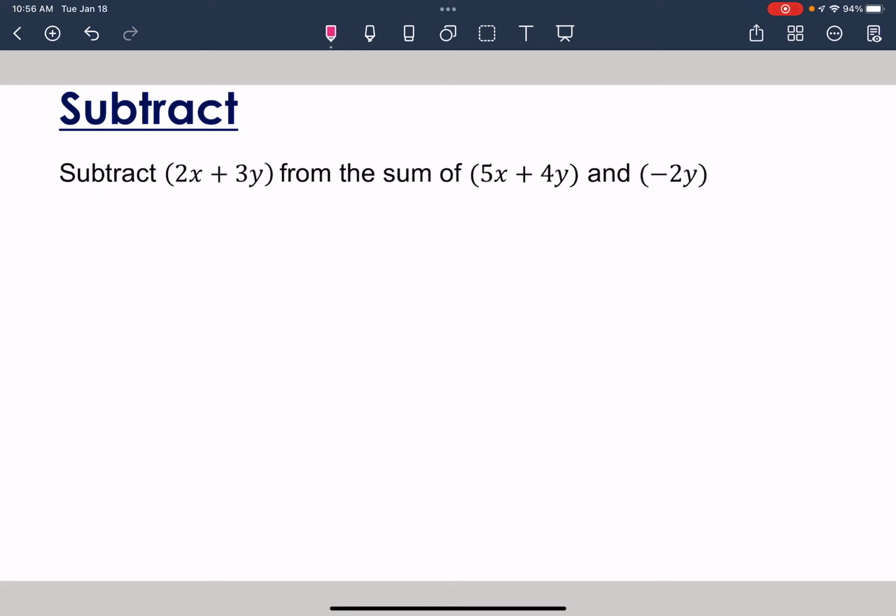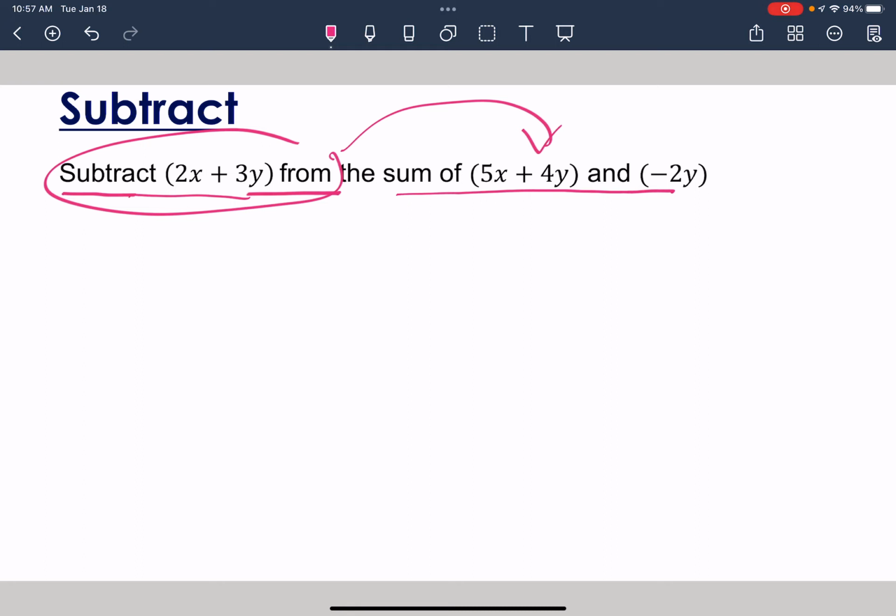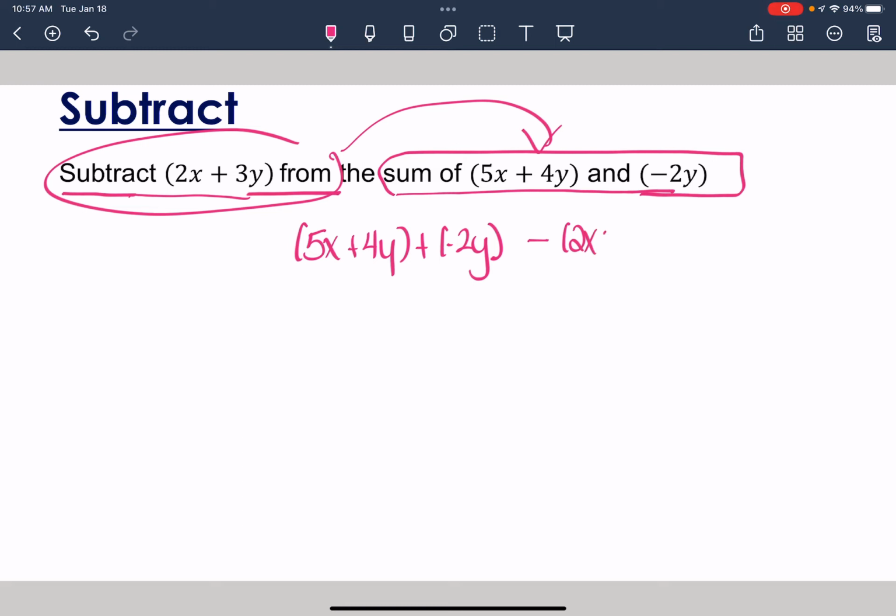So now let's look at this one. This is one, remember I told you when there's a subtract from, be careful in how you set up your problem. So it says subtract 2x plus 3y from the sum of these two polynomials, okay? So if I was writing this out in math words, I know this is being subtracted from this. So this says this is a sum. Remember, sum means addition. So I'm taking 5x plus 4y plus negative 2y, and I'm subtracting 2x plus 3y from that sum. Okay, so this wording is very important.